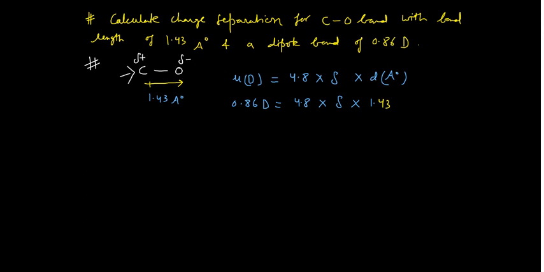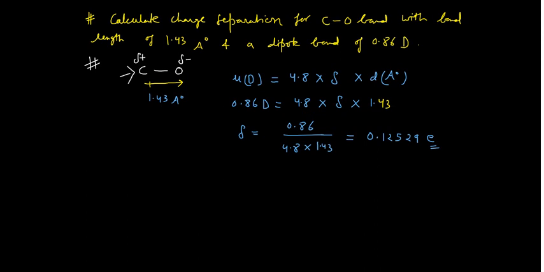Now if you want to calculate the delta, it should be quite simple. That would be 0.86 divided by 4.8 into 1.43. If you solve this, then you will find 0.12529 E, which is electronic charge unit, ESU. Sometimes you can also write ESU for this E. So this is how you can solve the problem.